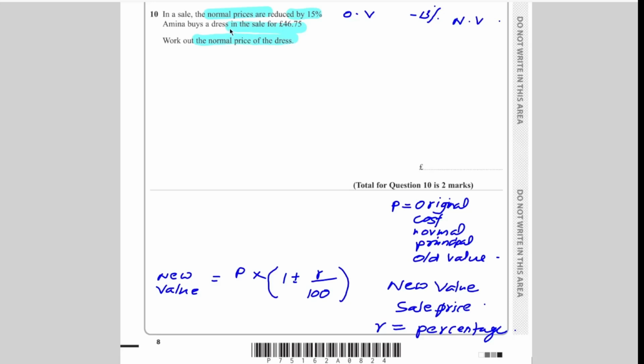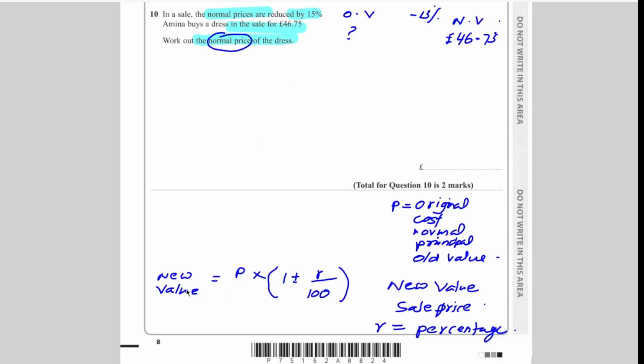So she bought this dress in a sale. Is this old or new? She went to a shop. The prices were reduced, and the sale price is this, the price for the sale. Then it is the new value. So 46 pounds and 75 pence. Work out the normal price. This is the thing that we need to get.